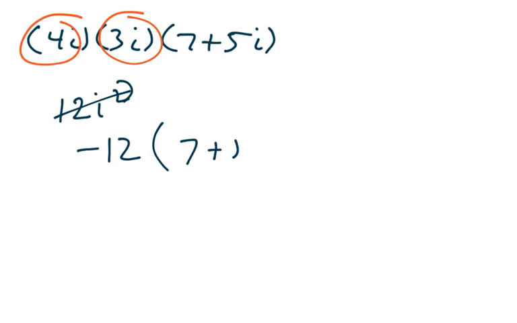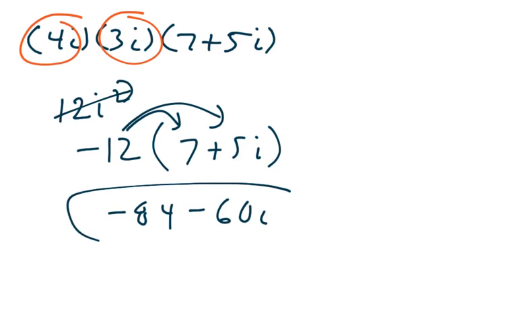Now I'm going to times it with the binomial here. So negative 12 times 7 would be negative 84. And negative 12 times 5 would be negative 60i.